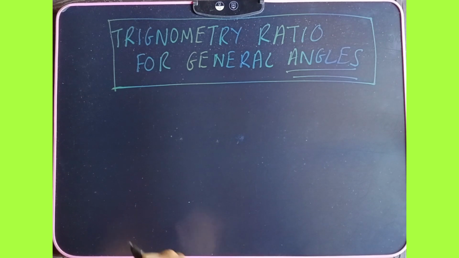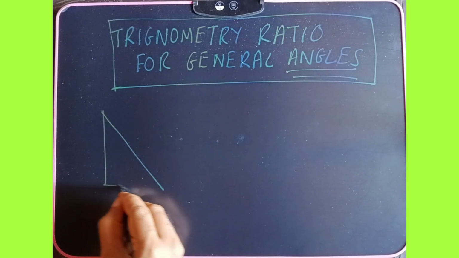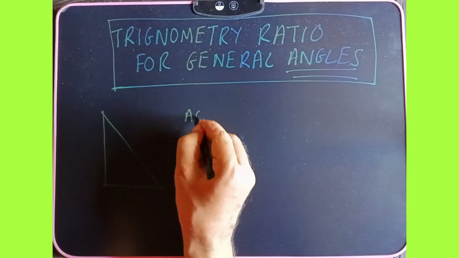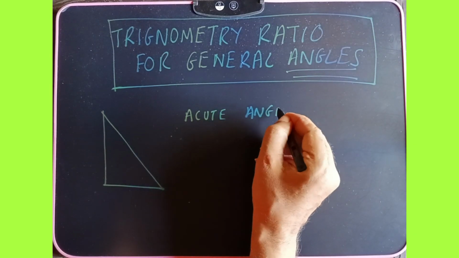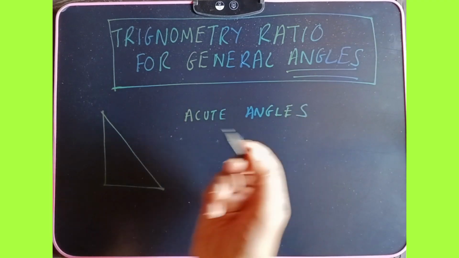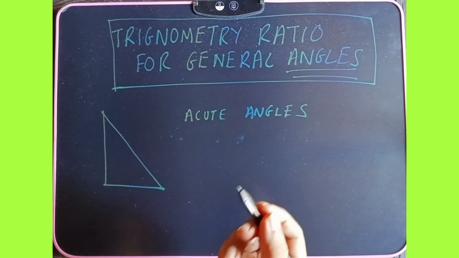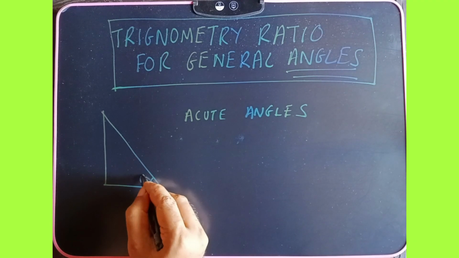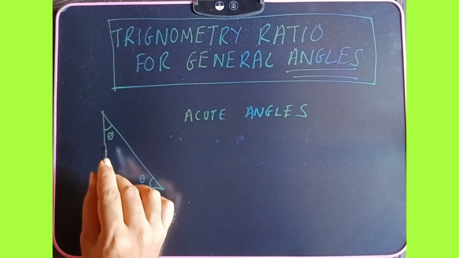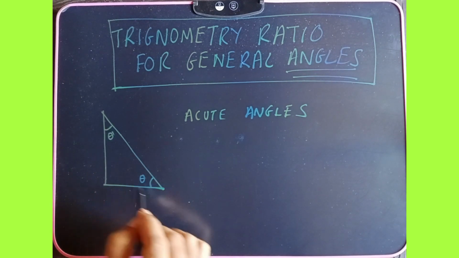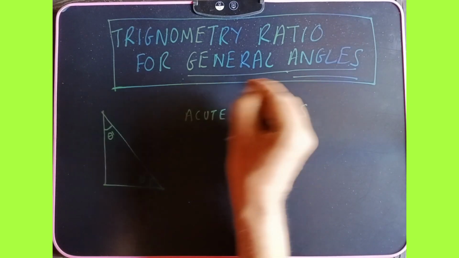So earlier we have covered trigonometric ratio for right angle triangles. That means these angles were actually acute angles. So we have studied the values for sine for the different angles, right? And this is the acute angle. This is also an acute angle. So we have studied the values for these particular angles, acute angles. So now we are going to study for general angles, all kinds of angles.